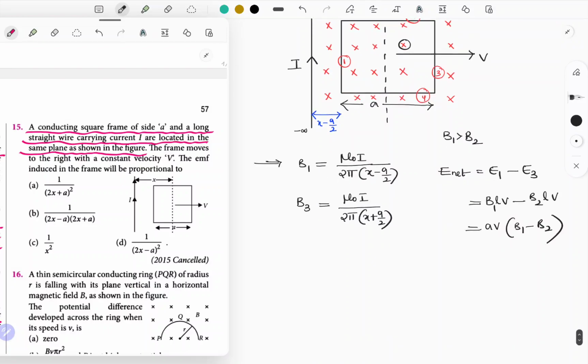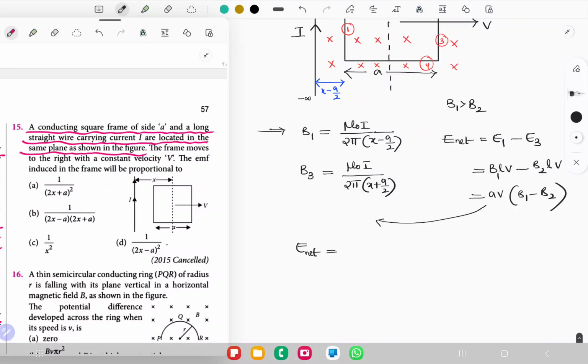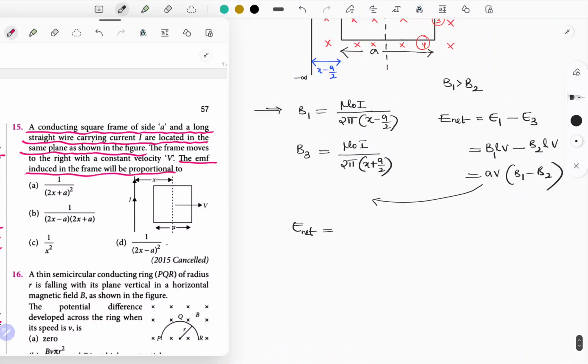So let me substitute those things. So I'm substituting it here. E net is equal to... they're asking EMF, induced EMF is proportional to only. Okay. So A into V, B1 is mu naught I by 2 pi x minus a by 2, minus mu naught I by 2 pi x plus a by 2.